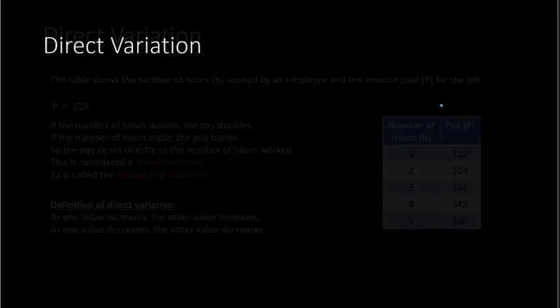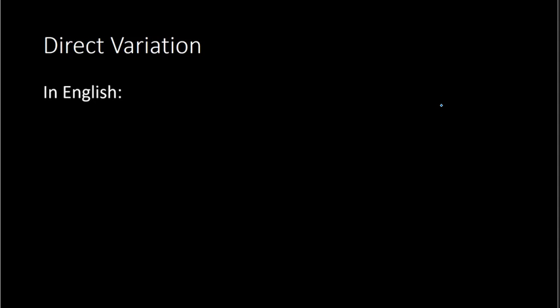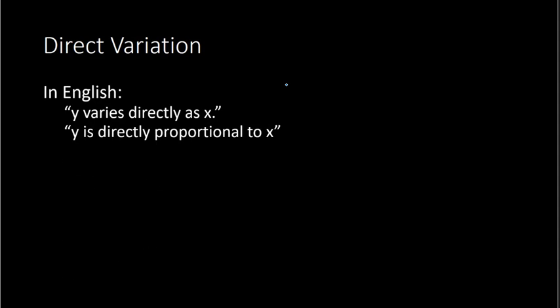All right, so for example, let's say we were told in English that some value y varies directly as x. Okay, y and x can be anything. It could be representing the pay in the hours, or it could be representing the amount of time that you run and the calories burned, or whatever. So x and y are representing two random values. And another way we can represent this in English is we can say that y is directly proportional to x. So the phrase varies directly and directly proportional mean the same thing.